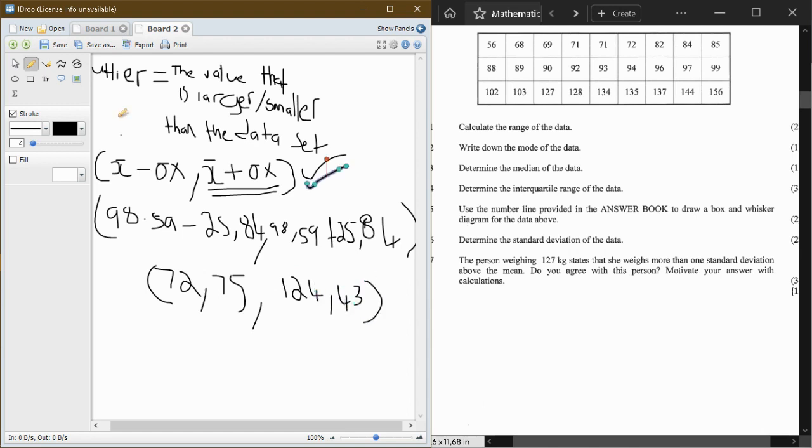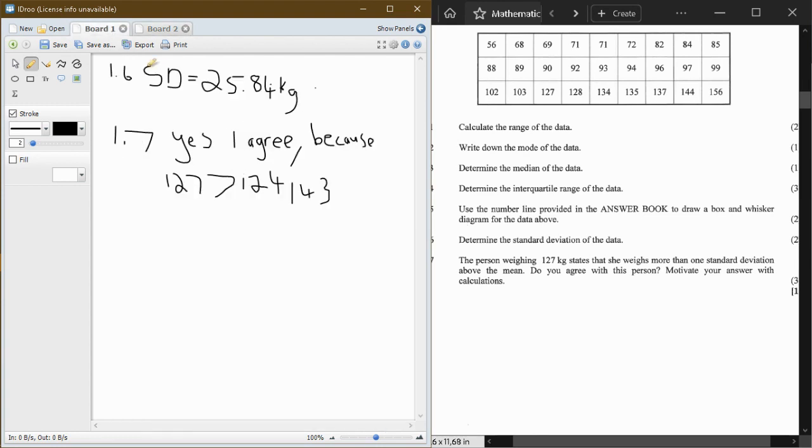Now what will happen is that you're going to get 1 mark for finding your mean, and you're going to get 1 mark for finding 124,43. It's because they said 1 standard deviation above the mean, which means we were focusing on this number. So that's why you get 1 mark for this number, not this number, because this number was not our main focus. And then you're going to get 1 mark for your conclusion.